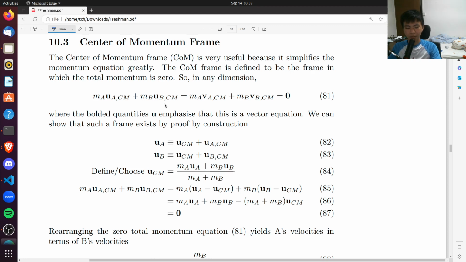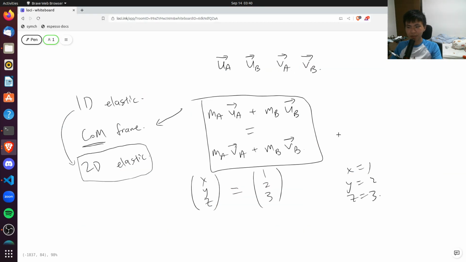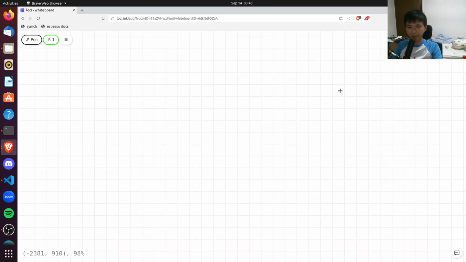So with that aside, what's special about the center of momentum frame? The center of momentum frame is the frame such that when you observe the objects moving around, the total momentum is zero. That's also why we call it the center of momentum frame: initially in the lab frame, the center of momentum is moving, but if we go into the center of momentum frame, then the center of momentum is stationary.